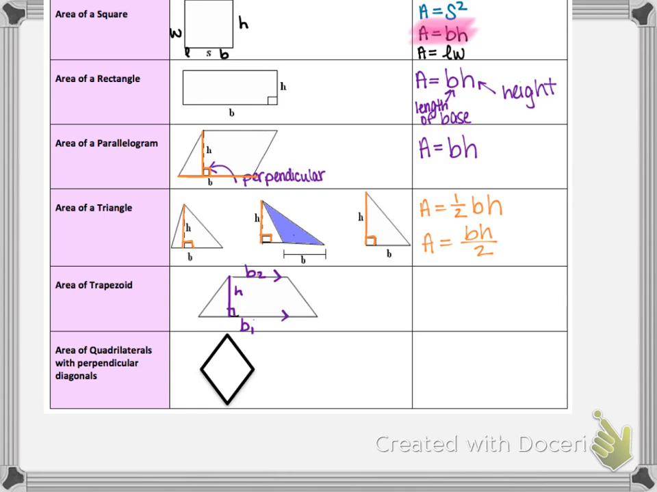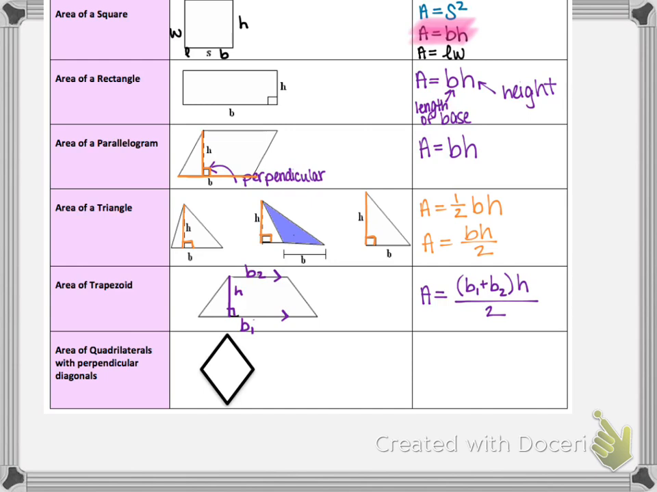So the way we're going to be able to find the area of that guy is going to be base 1 plus base 2 times height divided by 2. Or 1/2 all of that junk.